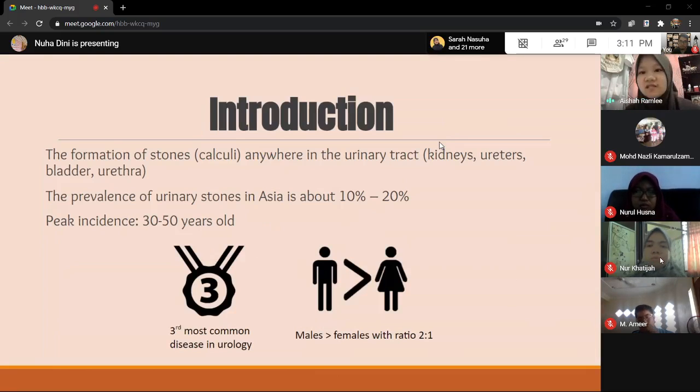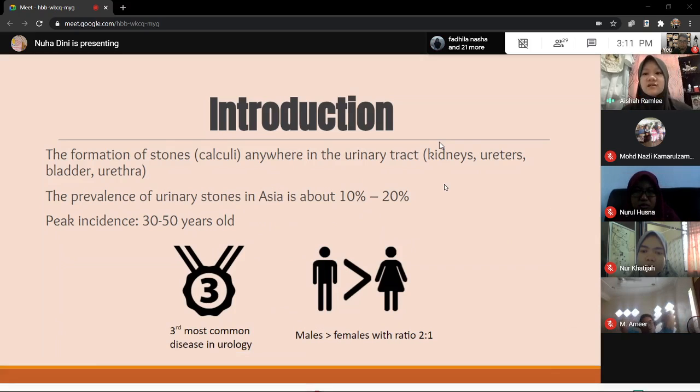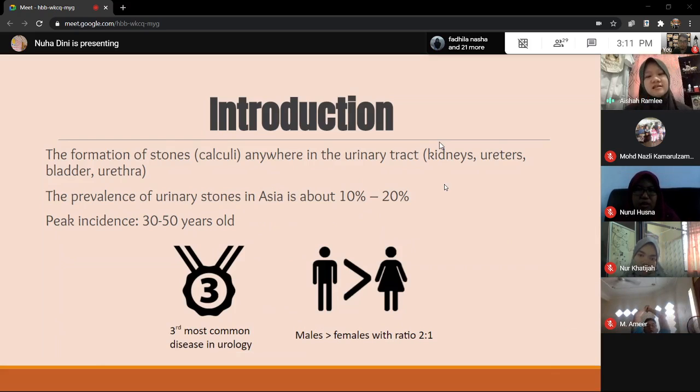Urolithiasis is the formation of stone anywhere in the urinary tract, either in the kidney, ureters, bladder, or urethra. The prevalence of urinary stone in Asia is about 10 to 20%, and the peak incidence is at 30 to 50 years old. This is the third most common disease presented to the urology department, and males are affected more than females.